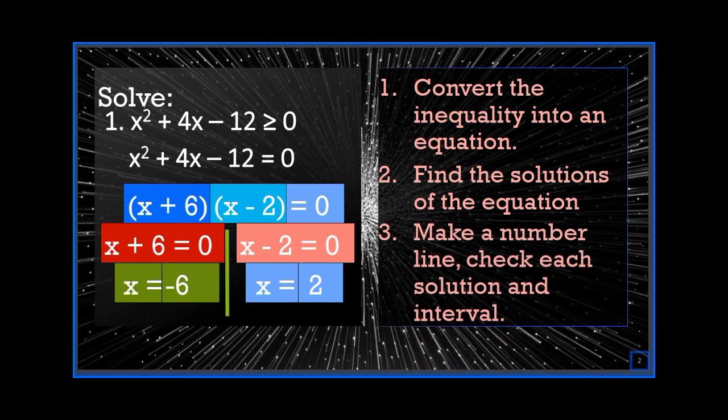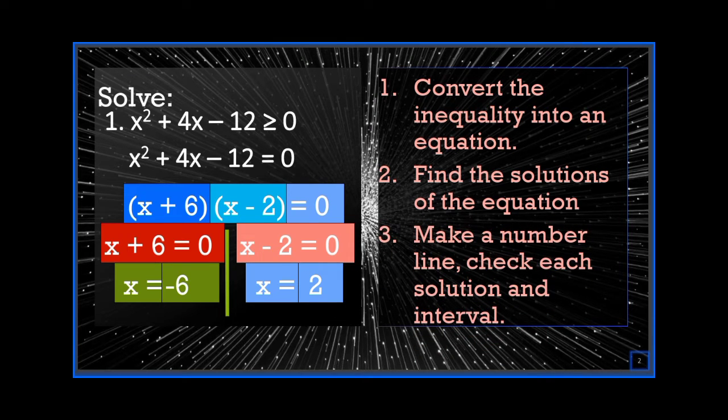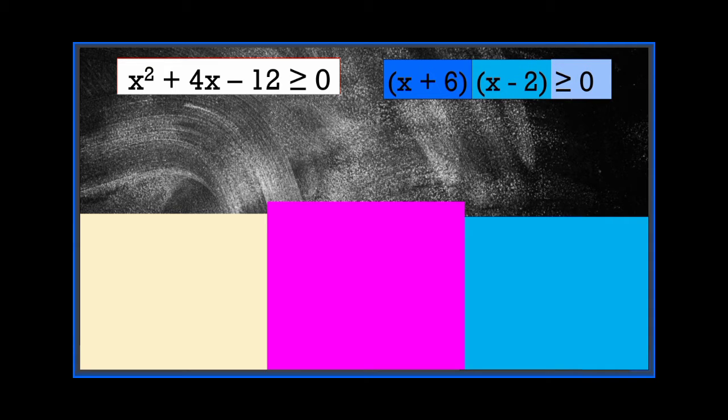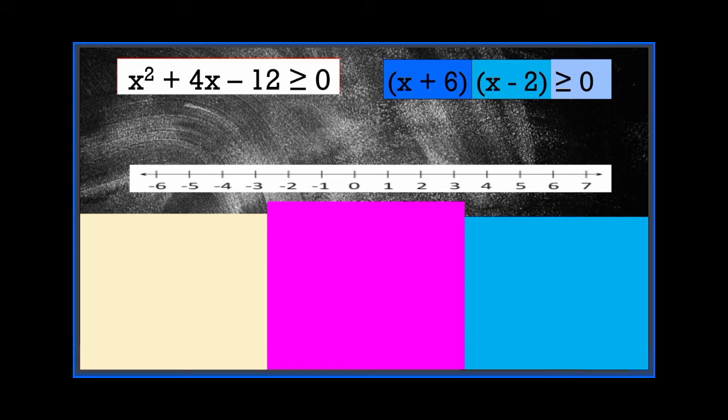And for our last step, we have to make a number line and then check each solution and interval. So again, ang equation natin or our inequality is x squared plus 4x minus 12 is greater than or equal to 0. So, yung factors are x plus 6 and x minus 2. Then, this is greater than or equal to 0. And, ito na yung ating number line. So, bawat distances dyan ay pare-pareho.